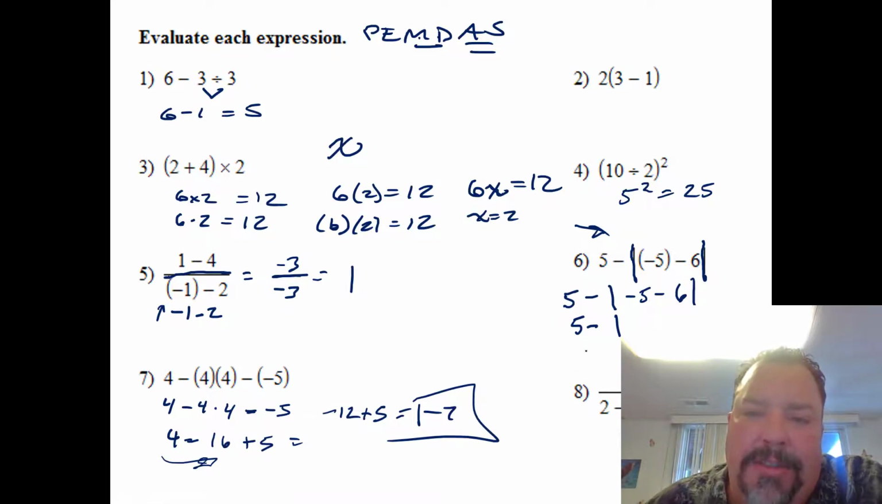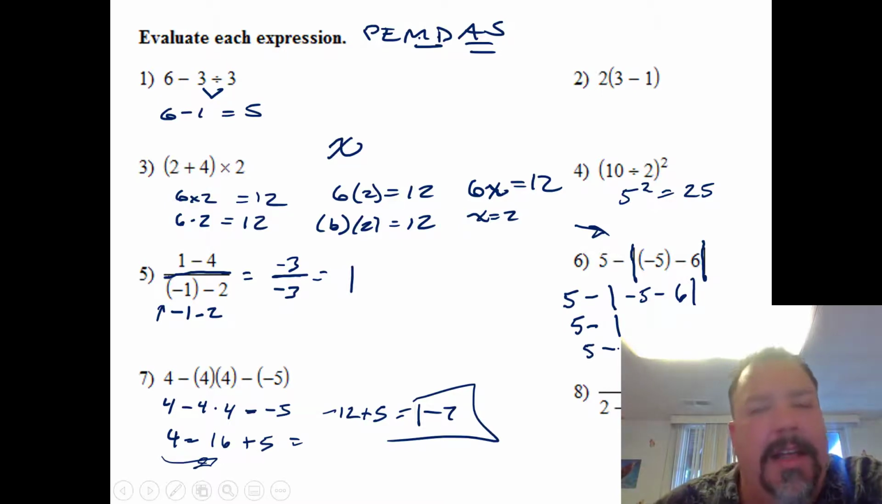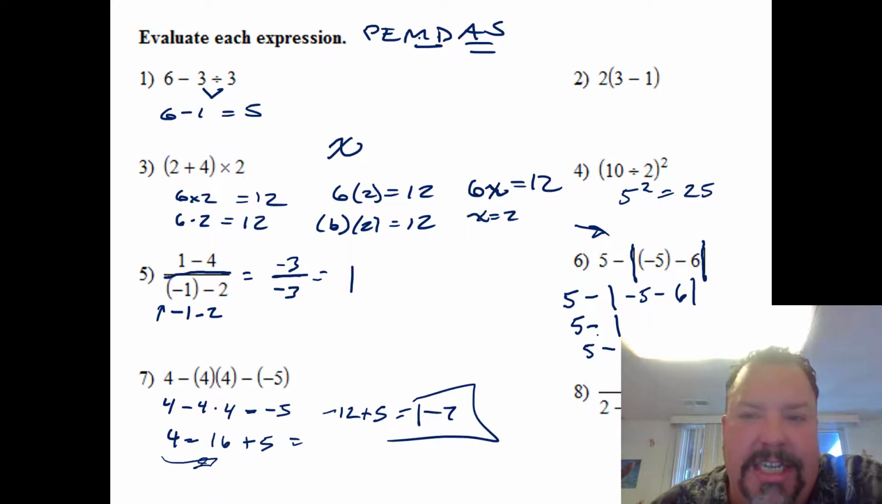Then we can take the absolute value. And when we take the absolute value, it's not going to affect anything on the outside, so it doesn't change this minus sign. It only changes what's inside here. Since it's the absolute value of a negative, it's going to become a positive 11. 5 minus 11 gives you negative 6.